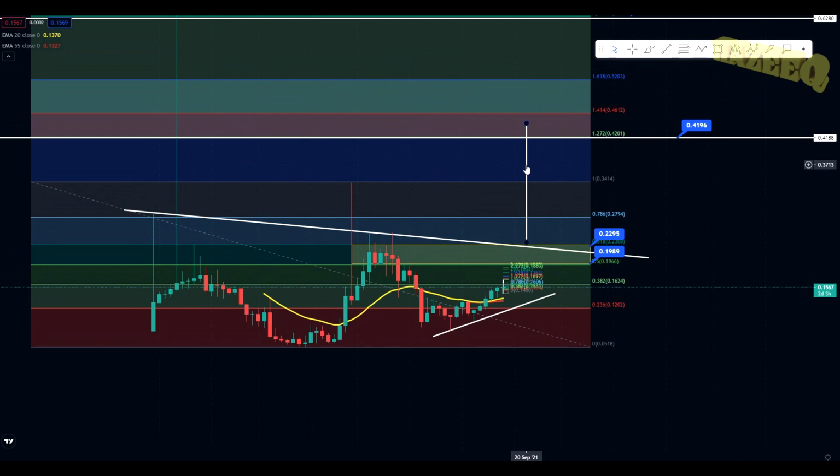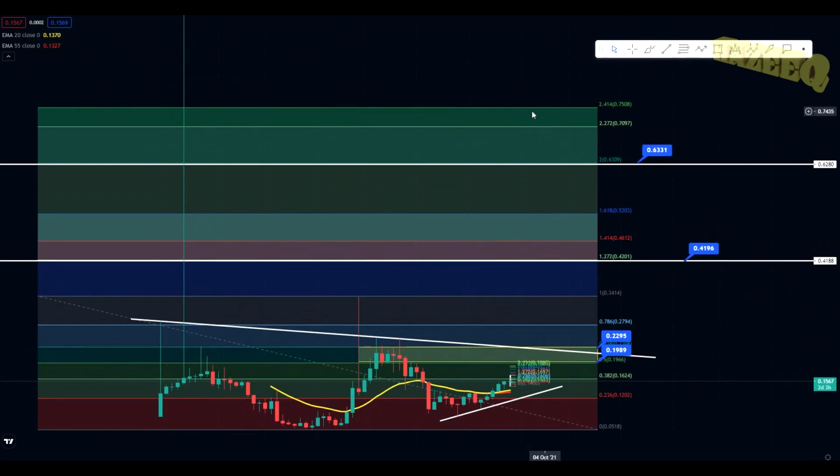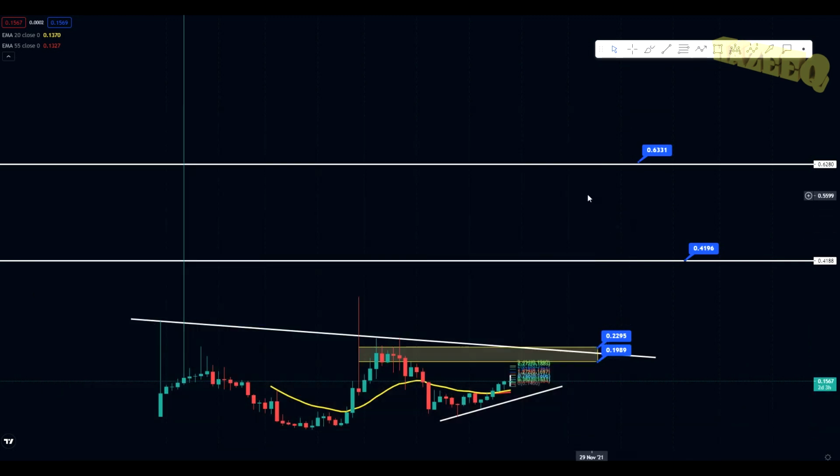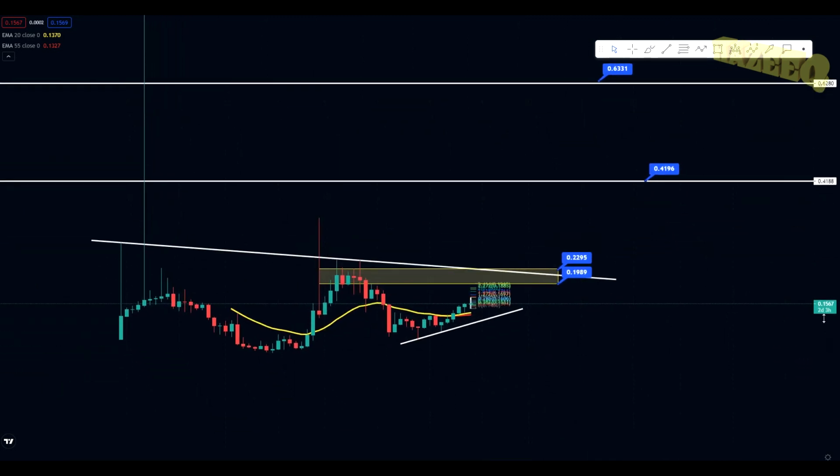So yeah, we're gonna remove the Fibonacci retracement right now. As you can see, we still do have a couple of levels above us, and at 74, pretty much 75 cents. So if it does get there, great. But I would suggest to start taking profits a bit earlier.